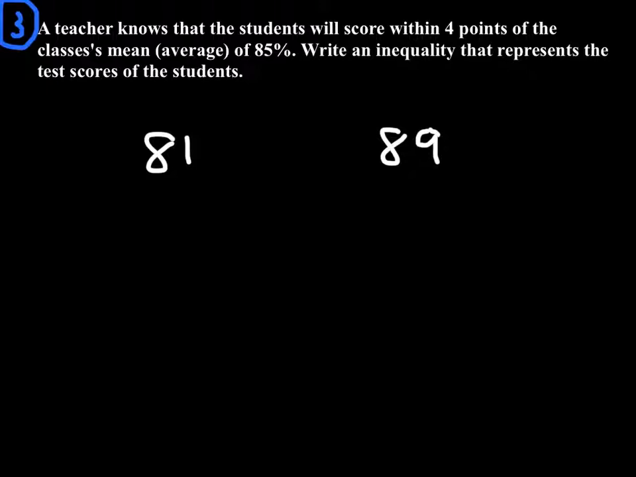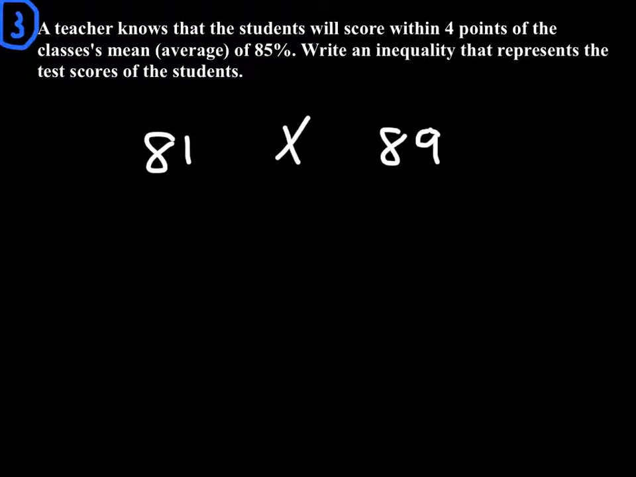Alright, number 3 says a teacher knows that the students will score within 4 points of the class's mean of 85%. Write an inequality that represents the test scores of the students. Okay, so here we have a range. We want to go within 4 points. So that means either 4 points below 85 or 4 points above 85. So first off, let's figure out what that would be really quick. If we go 4 points below, that would be 81, and 4 points above would be 89%.